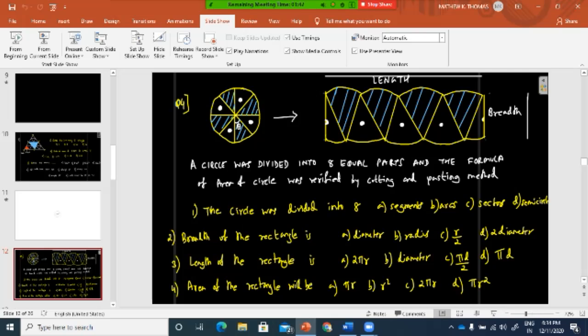And the area of the rectangle will be pi r square, 2 pi r, or pi r square? The area of the rectangle will be pi r square, because actually you are cutting this and making this. So obviously the rectangle's area will also be this. So this is actually the proof that the area of a circle is pi r square, right?